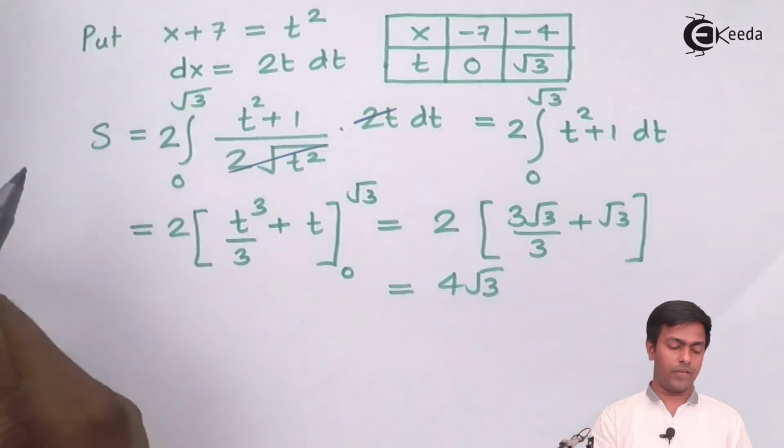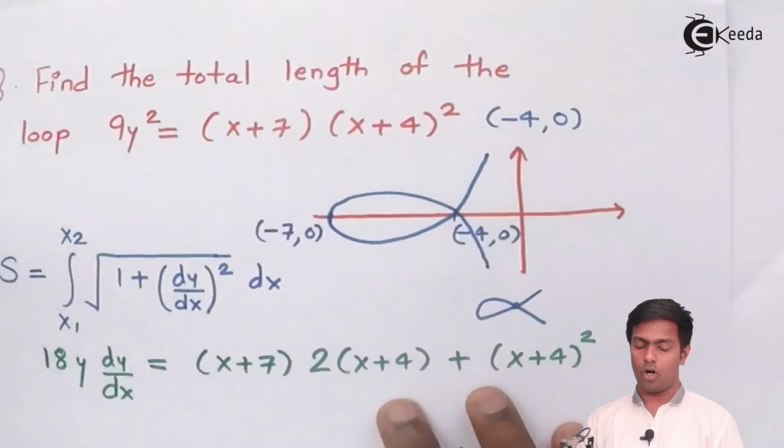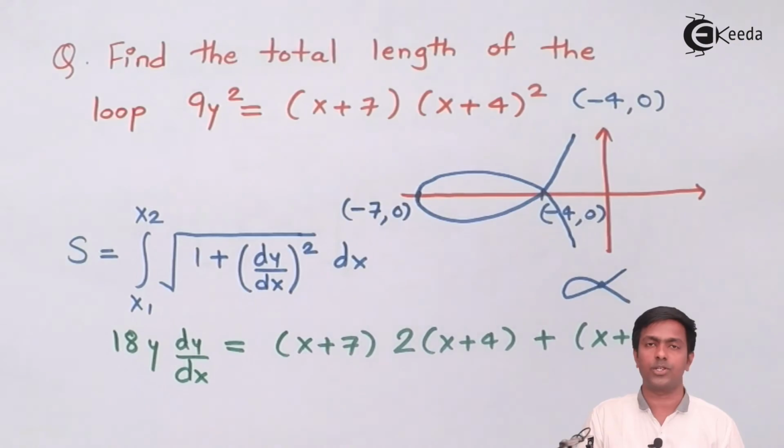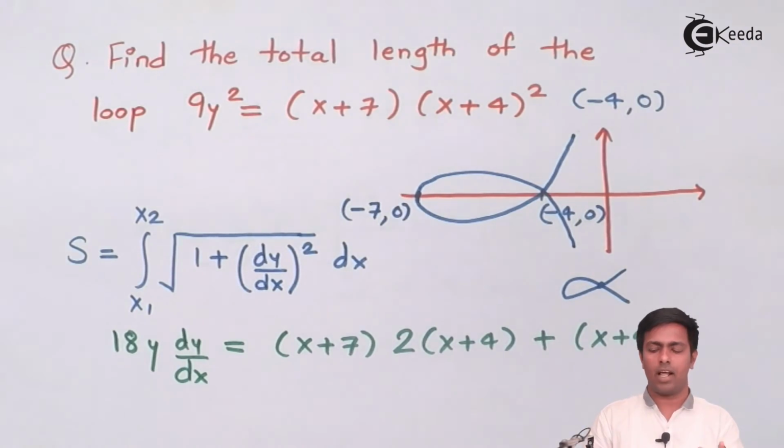So guys, here we got the solution for the total length of the loop. So the final answer is 4 root 3. So I'm sure you understood the method and how I got the total length of the loop.